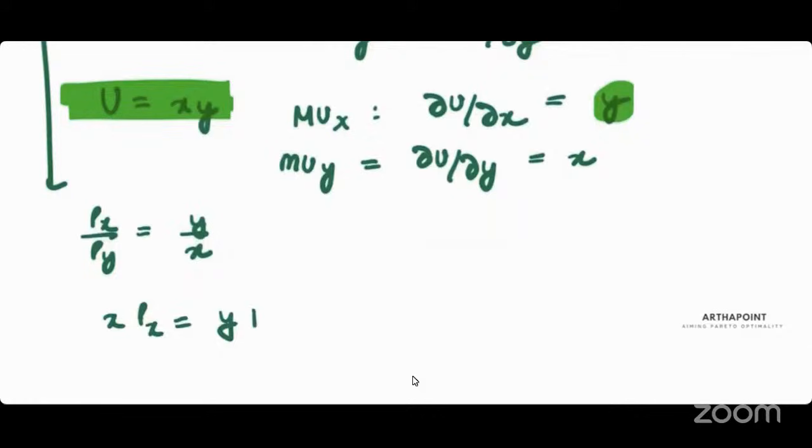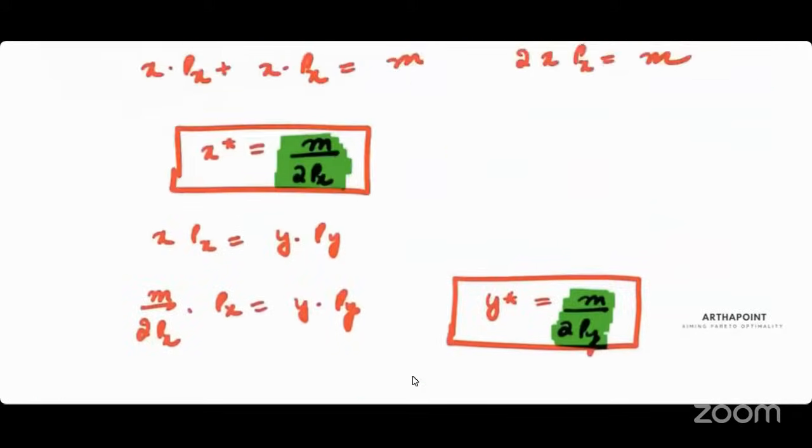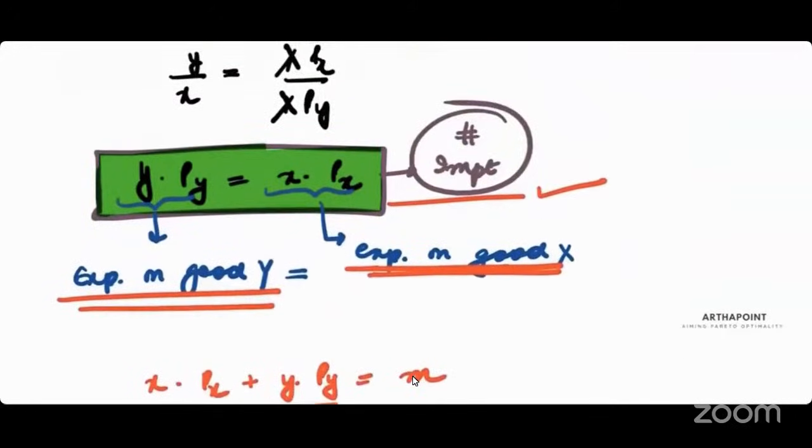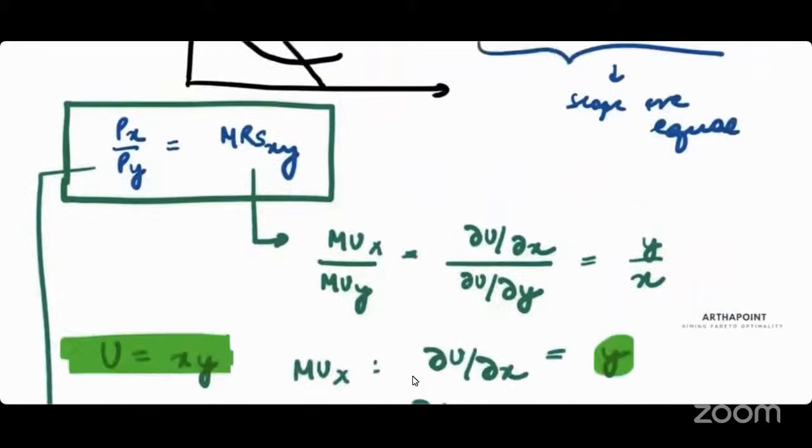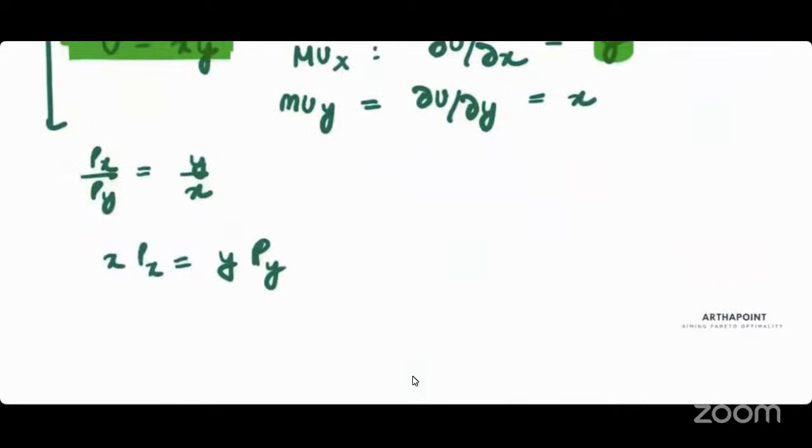Now, if you notice, this is exactly the same equation that I got in the case of Lagrange: x Px is equal to y Py. This is the same equation. So whether you use Lagrange or simply equate MRS to Px by Py, you've got the same equation. Now you just have to put this equation in the budget line.